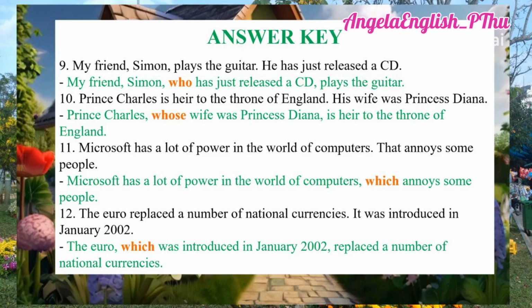9. My friend, Simon, who has just released a CD, plays the guitar. 10. Prince Charles, whose wife was Princess Diana, is heir to the throne of England. 11. Microsoft has a lot of power in the world of computers, which annoys some people. 12. The euro, which was introduced in January 2002, replaced a number of national currencies.